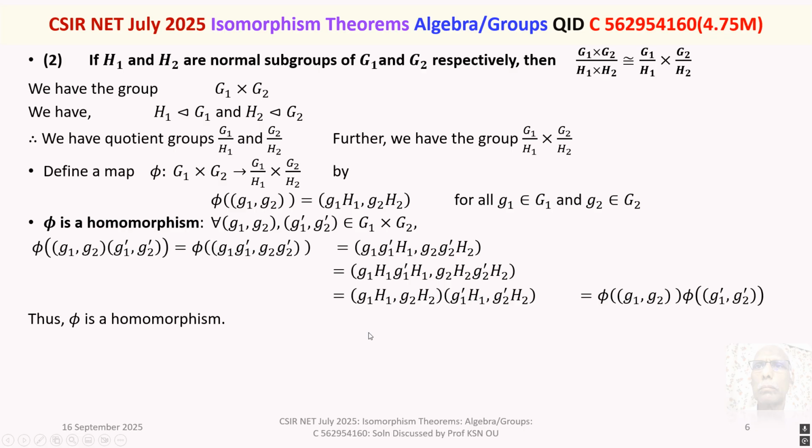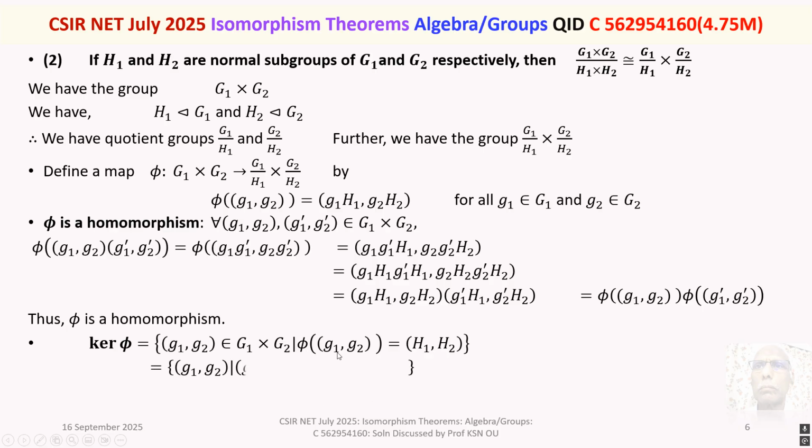We now calculate Ker phi. The idea is that we will be using the first isomorphism theorem. For that, we calculate Ker phi, the set of all those ordered pairs (g1, g2) coming from G1 cross G2 such that phi of (g1, g2) is the identity element of G1/H1 cross G2/H2. The identity element of G1/H1 is H1, of G2/H2 is H2. So the identity element of G1/H1 cross G2/H2 is the ordered pair (H1, H2).